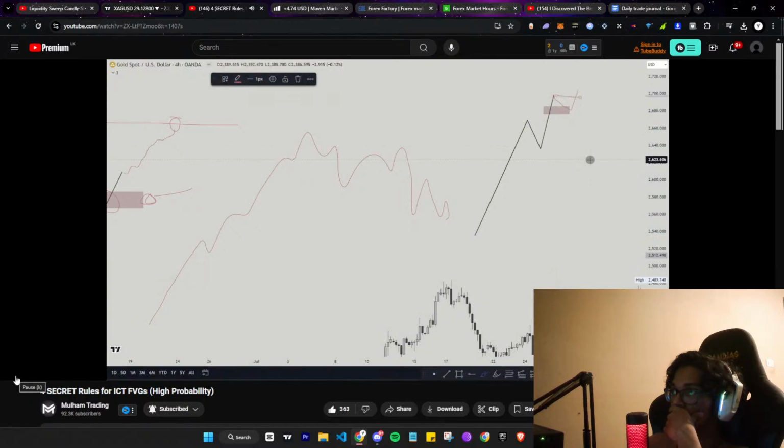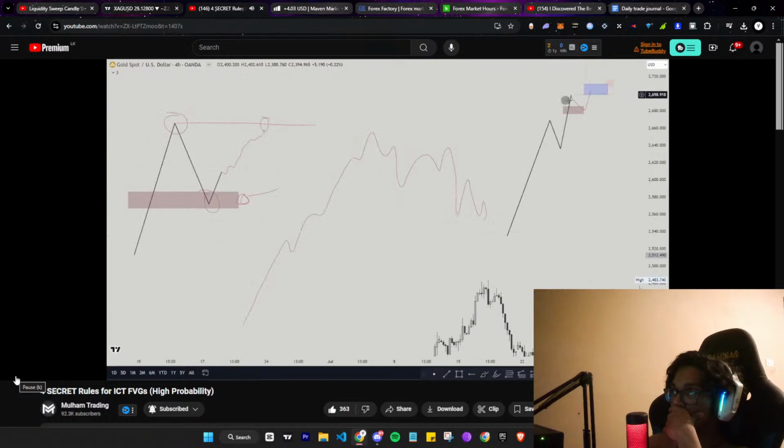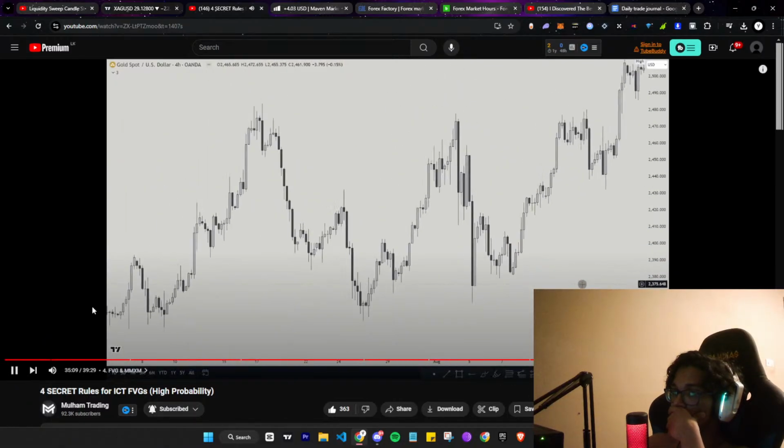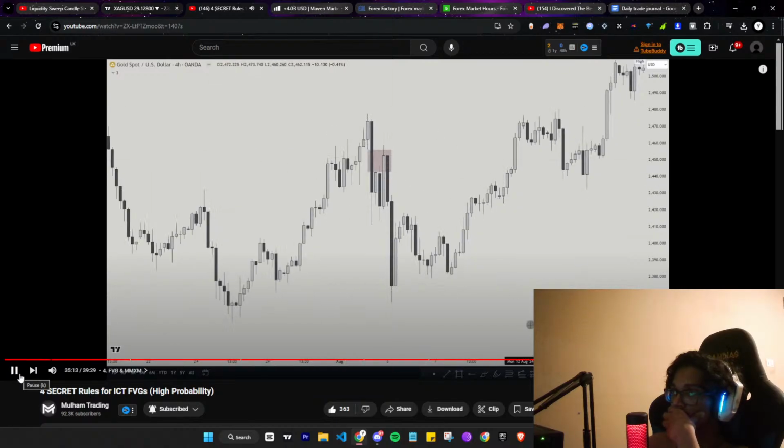It's not even maybe a one-to-one reward to this. So we always need to be aligned with high probability ranges where we have a clear fair value gap and a clear high or low as a liquidity level. How does that look on the chart? That looks like this. We're coming to that fair value gap. Where is the nearest low to that fair value gap? It's this one. That's how we move from internal to external.